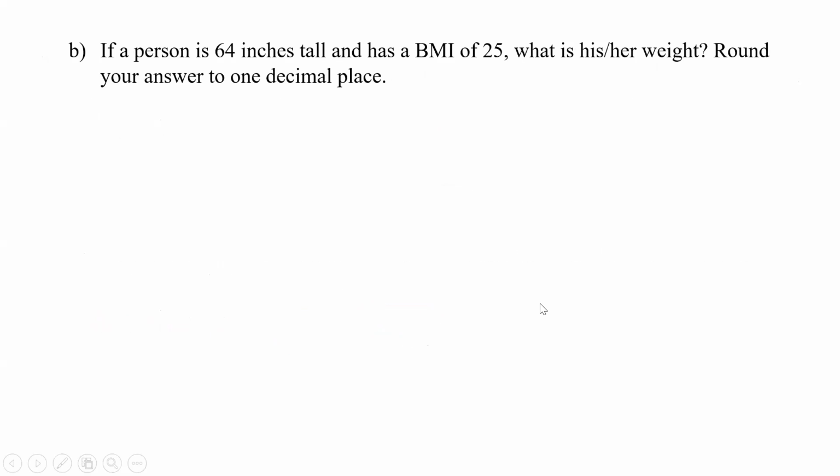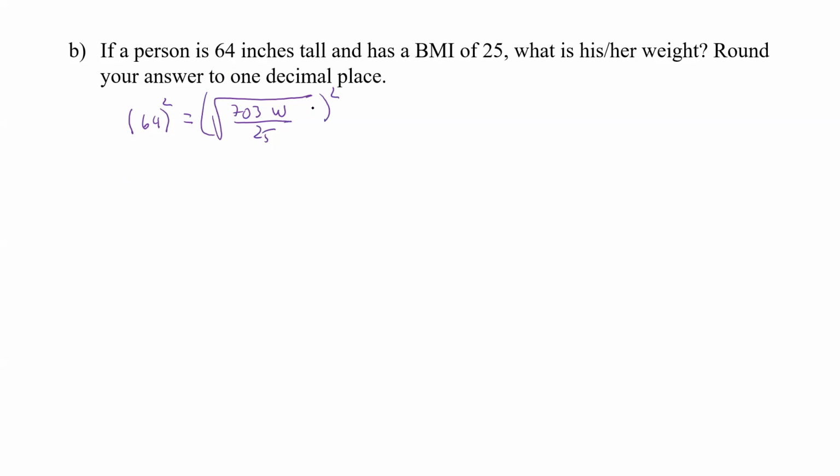Well, this one says, now we know they're 64 inches tall and we have a BMI of 25, so we want to know what the weight is. What we have to do is just plug in everything that we know. So we know the height, which is 64, and that's equal to the square root of 703 times W, which we don't know, over the BMI, which again is 25. So this is an equation. And how do we get rid of the square root? Well, we square that side and we square that side.